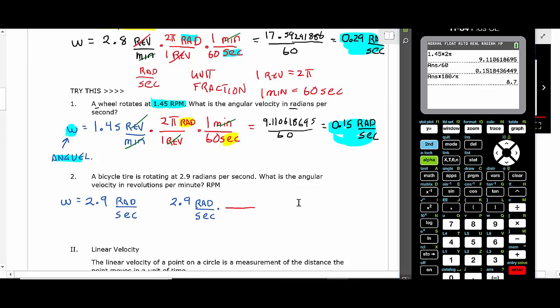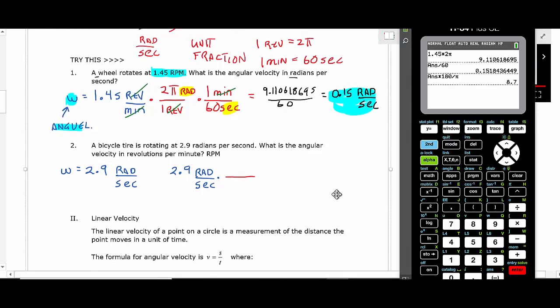Okay, so next thing I want to show you is what I'm doing here. Again, I gave you omega, the angular velocity, because I gave you the right units for angular velocity. You can either be given radians per unit of time or RPM typically. So we want to just convert this to RPM.